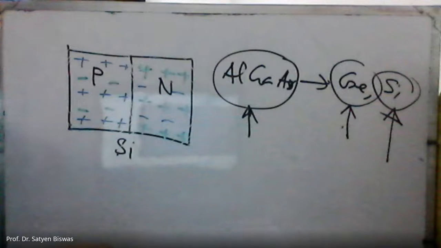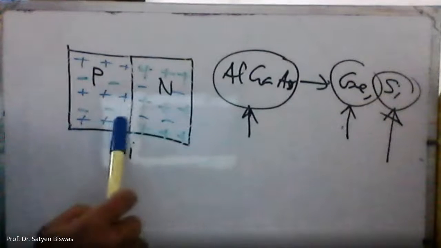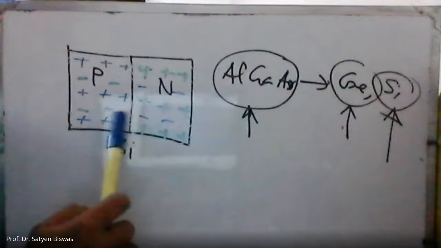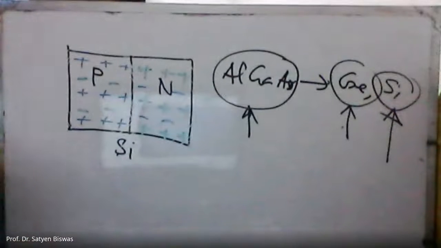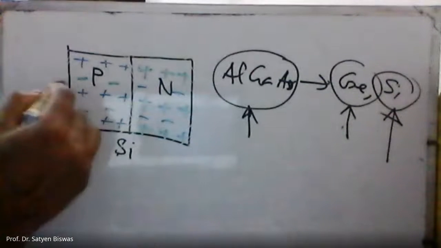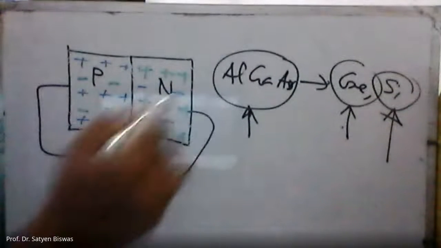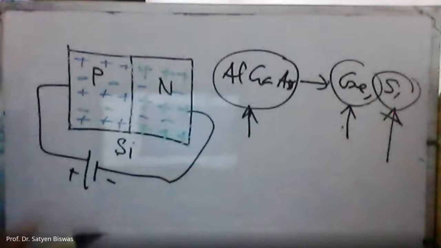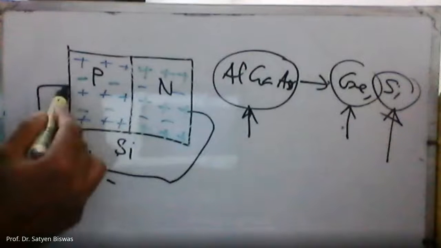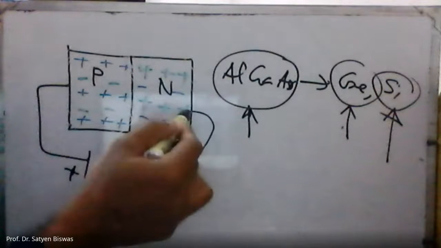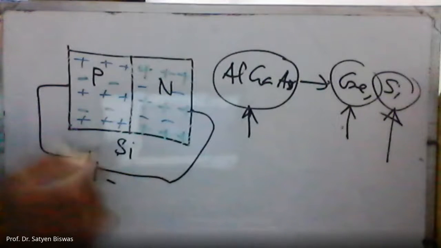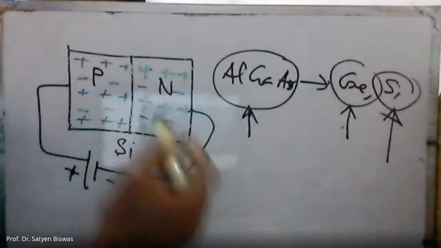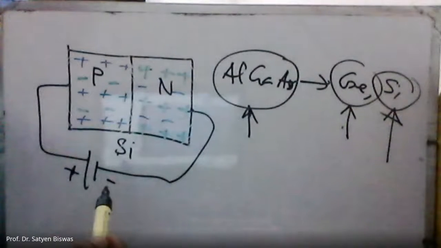Anyway, now let's look at the basic working principle of the diode. What happens when we apply some voltage? If you apply a positive voltage to the positive side, the P terminal, and negative to the negative N terminal, then what will happen? Anybody tell me what happens to the electrons here?